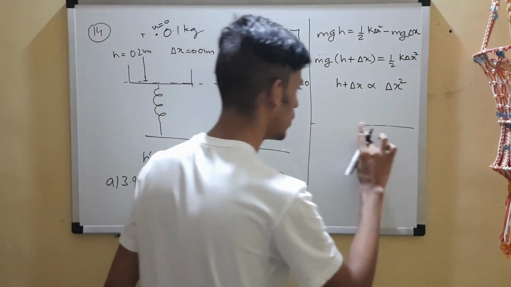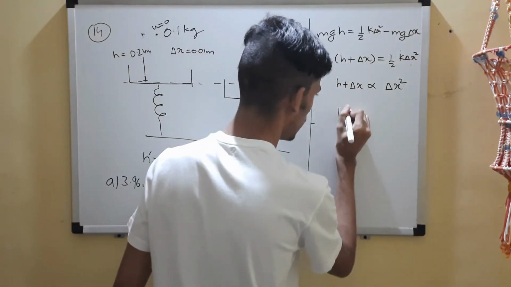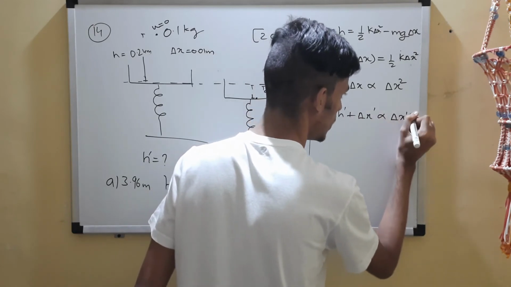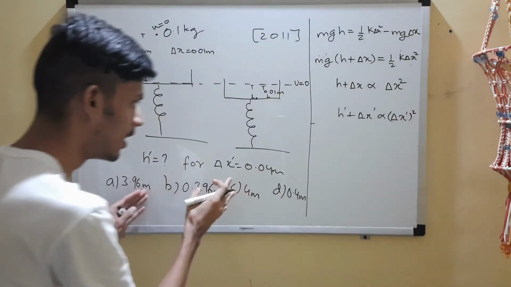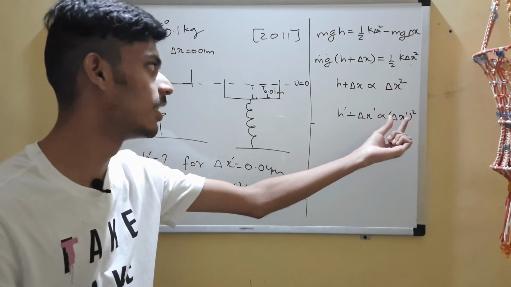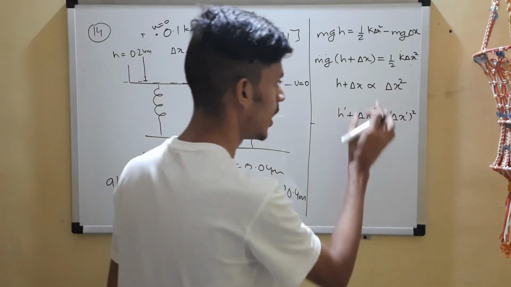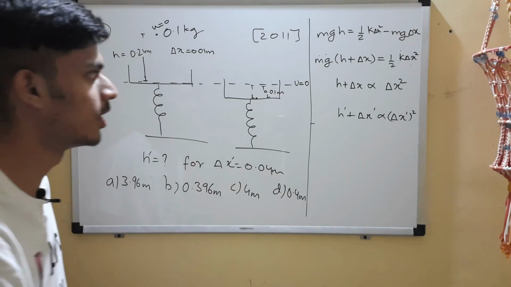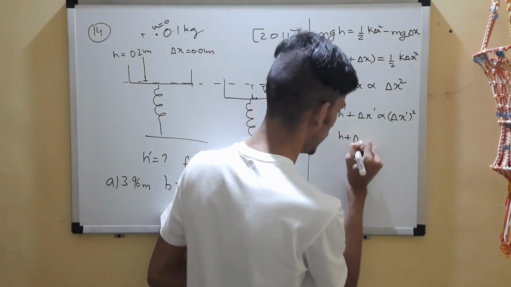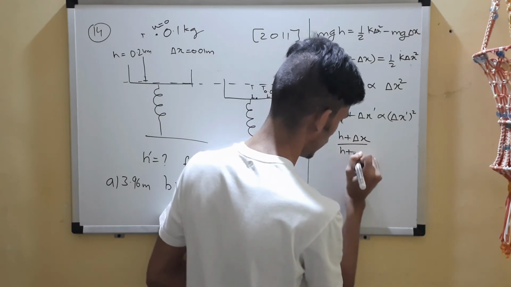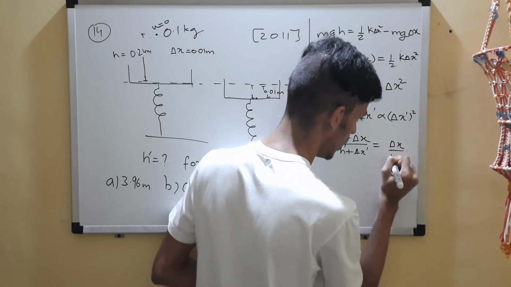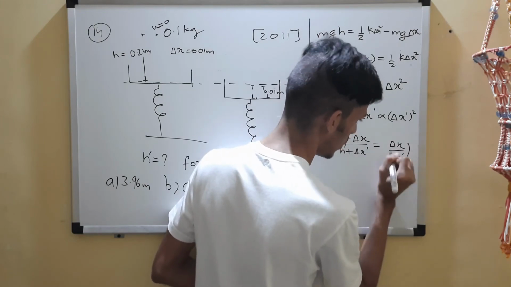Okay, so now let's take the ratio with this one. I'm just changing it with the other case: h with h dash, x with x dash, and delta x with delta x dash. So I'm going to take the ratio. That's how I got rid of the proportionality constants. So h plus delta x upon h dash plus delta x dash is equal to delta x upon delta x dash the whole square.